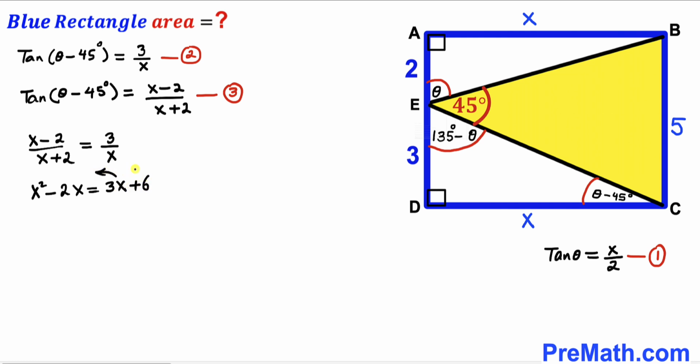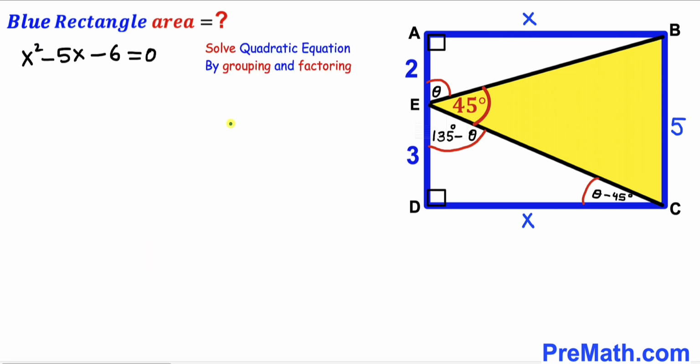Let's move all these terms to the left hand side, as you can see in this next step. Let's combine these like terms. So we are going to have x square minus 5x minus 6 equal to 0. So thus we have ended up with this quadratic equation, x square minus 5x minus 6, and we are going to solve it by grouping and factoring.